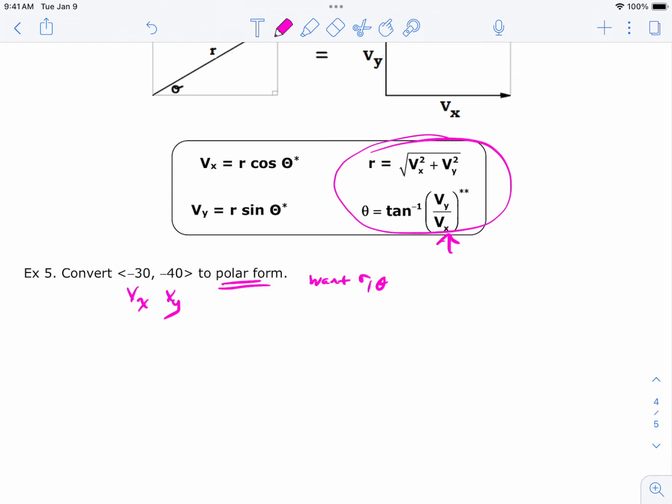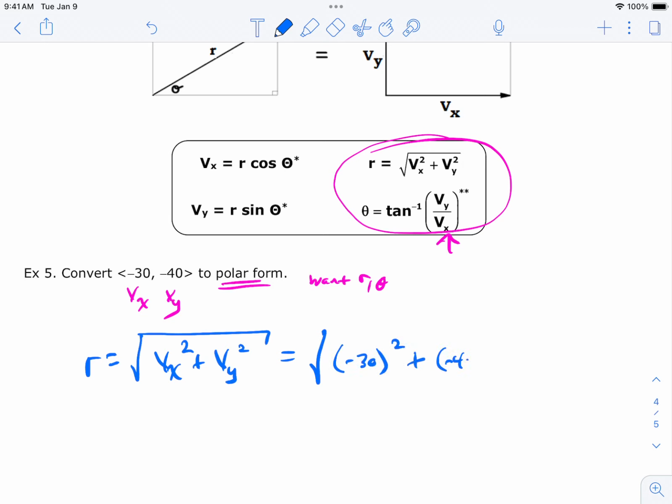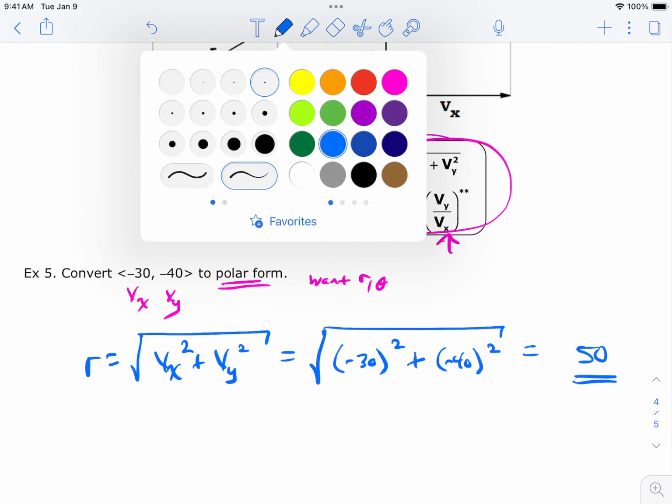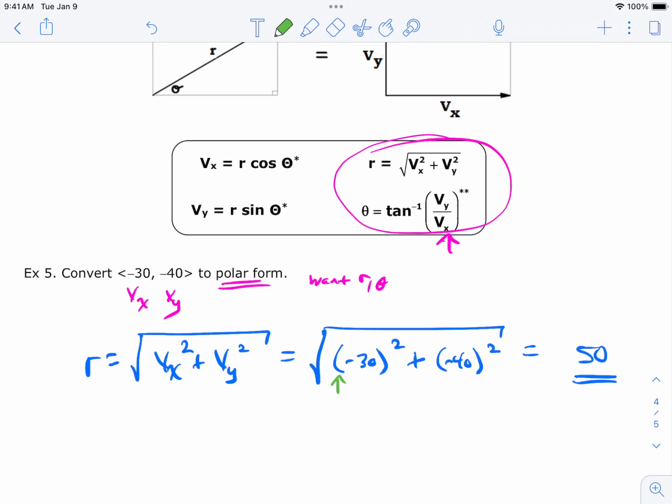So first I'll start using the formula. Just plug right in. So the formula says r equals the square root of Vx squared plus Vy squared. So that would be the square root of, the x component is a negative 30 squared. The y component is a negative 40 squared. And if you plug that in, you should get a 50. Now make sure your calculator gives you a 50 and not an error.